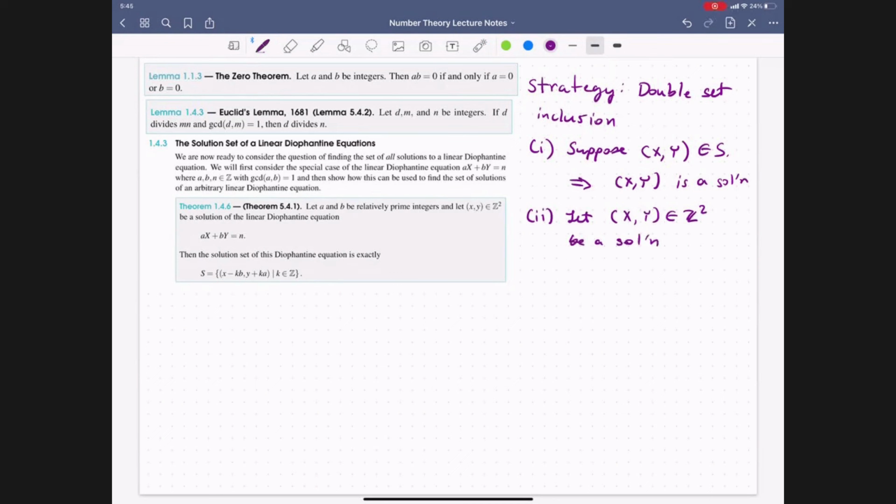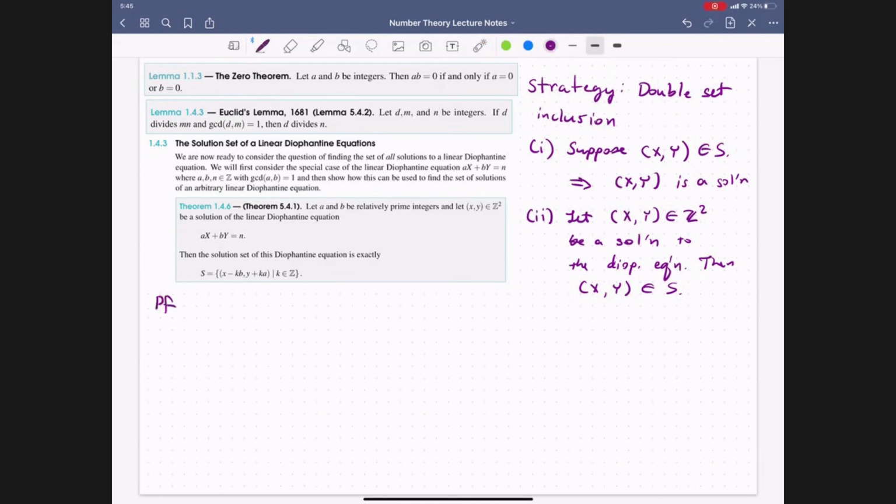A solution to the Diophantine equation. And then we're going to show that that solution is in S. And so that's our approach. We start by choosing something in S, showing that it's a solution. Then we start by choosing a solution and showing that that's in S. And that will give us what we want to prove, that the set S is exactly the set of solutions.